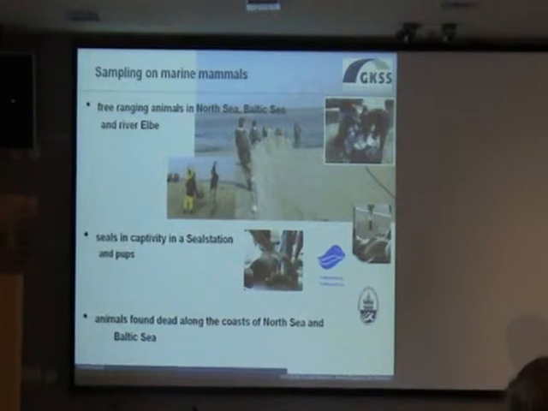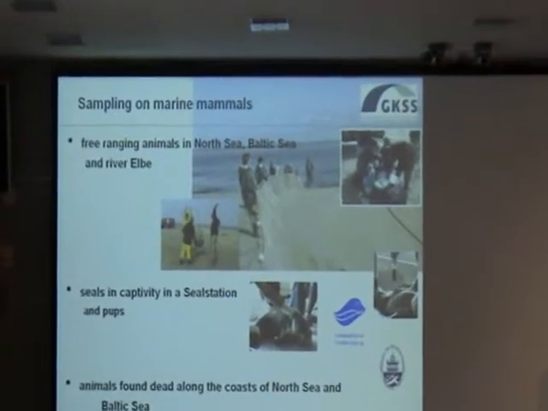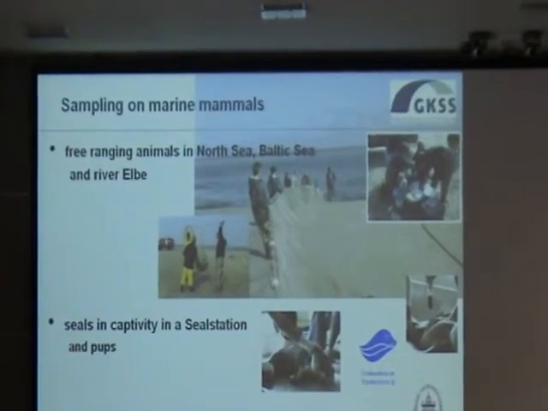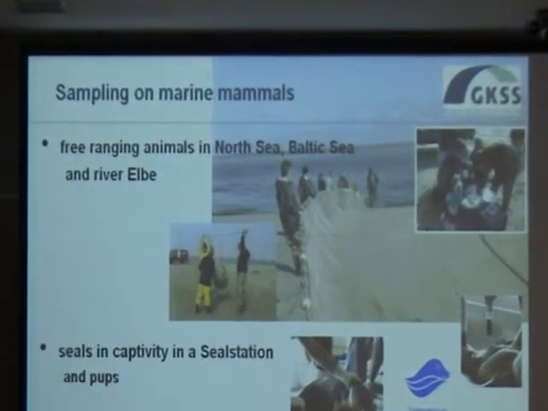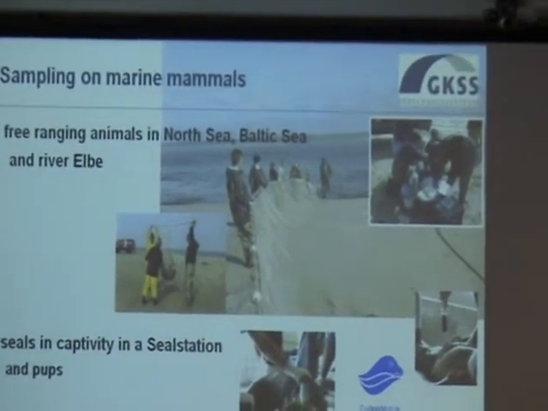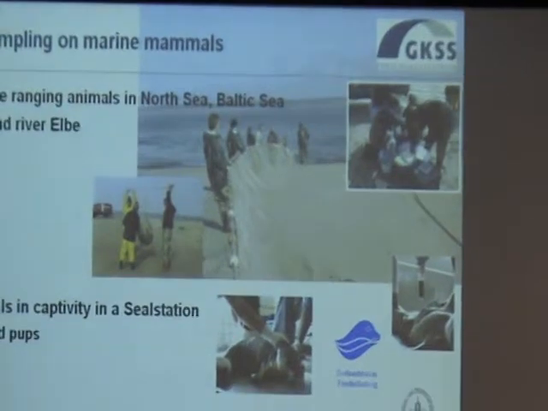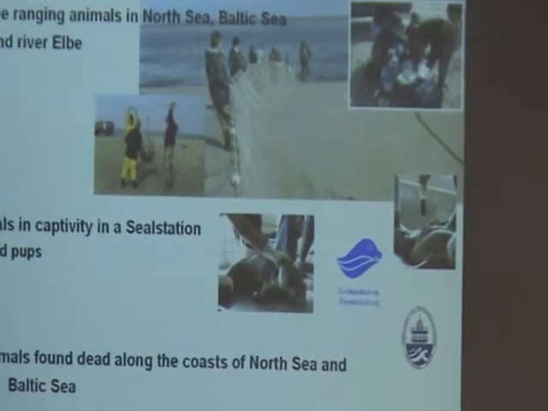How do we get samples? We captured free-ranging seals in the North Sea with a net, investigated them, and then released them so we don't kill the animals. We get samples of seals.